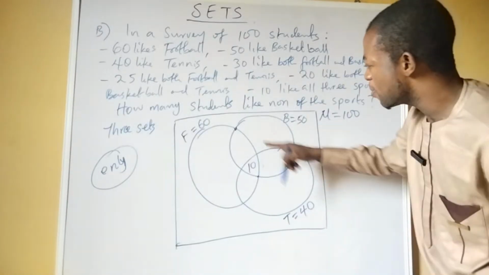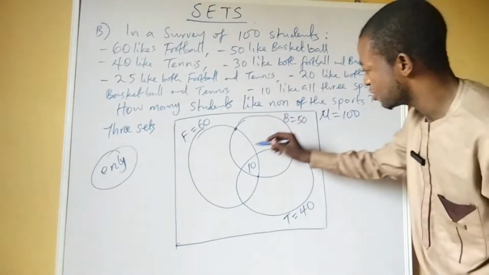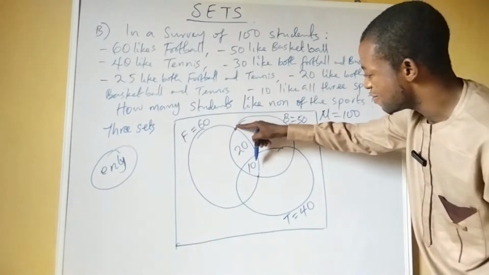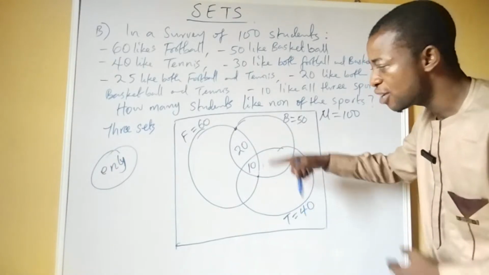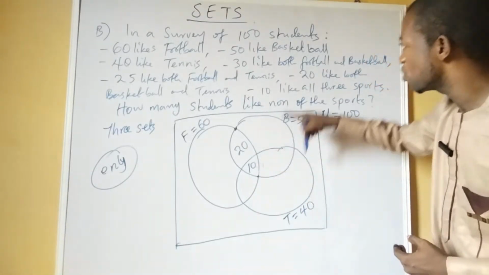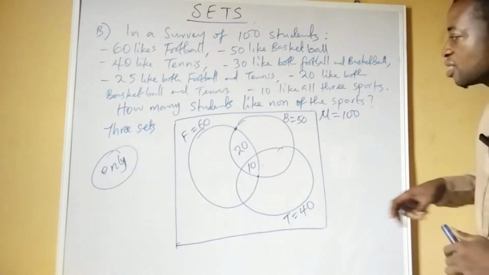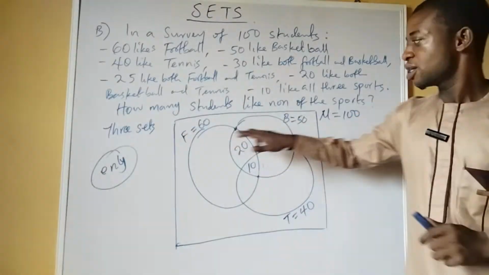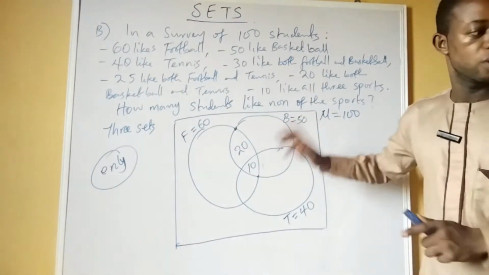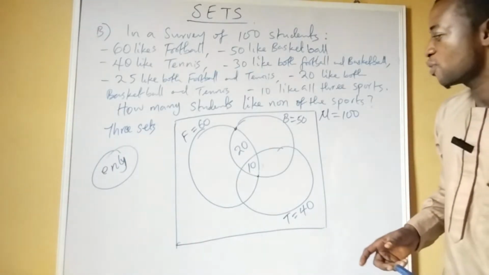It means football and basketball alone will now remain 30 minus 10, which is 20. That is, everything here should be 30: 20 plus 10, 30. How do we get it? Take 10 away from 30. That gives us 20. I believe somebody is there. And it means that this 20 now is for football and basketball only. Football and basketball only. Okay?